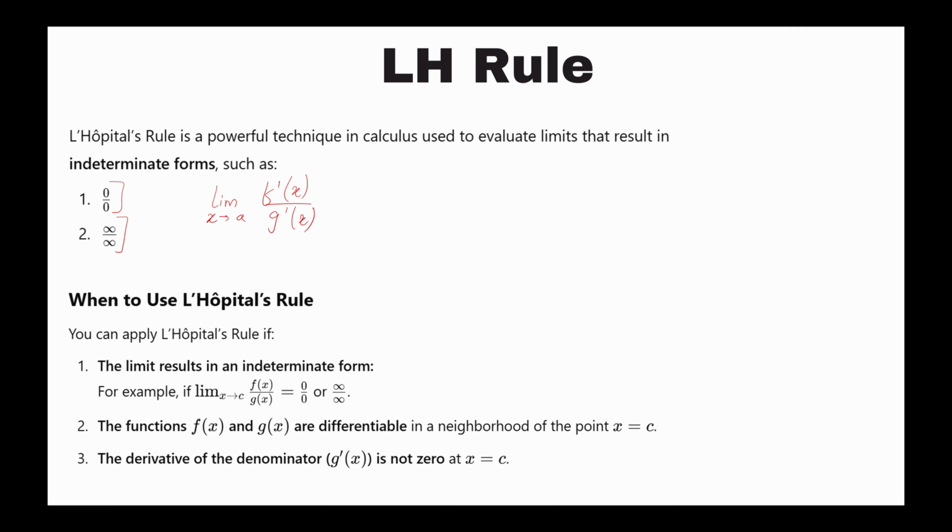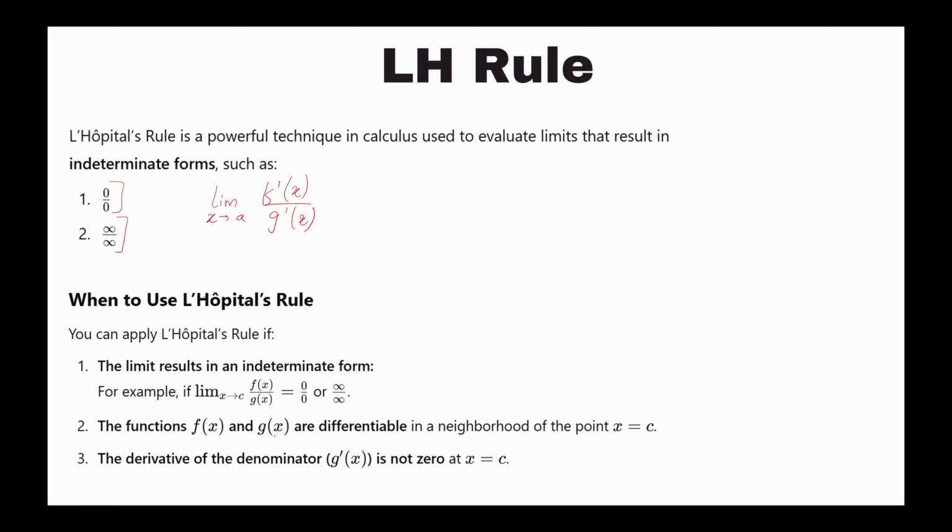Let's see if again it turns out to be in the indeterminate form, 0 by 0 or infinity by infinity. We can differentiate it once again to get our answer. So that is the only major thing in L'Hopital's rule. As you can see, when can we use L'Hopital's rule? The limit results in an indeterminate form, which is 0 by 0 or infinity by infinity.